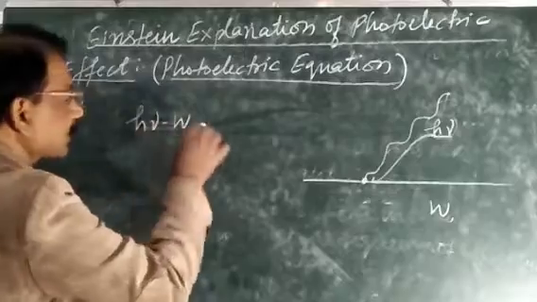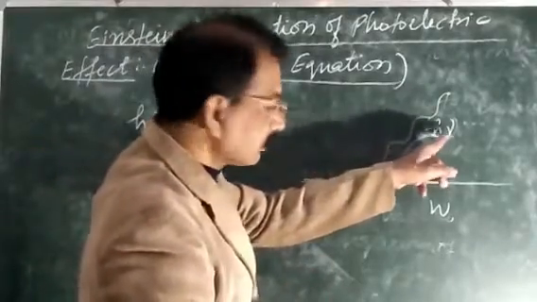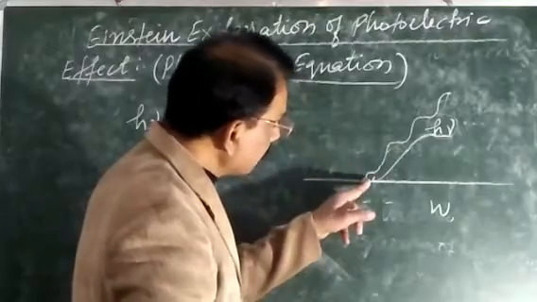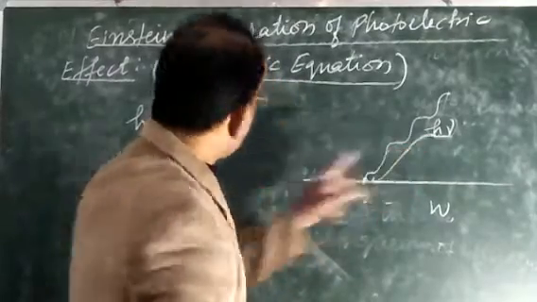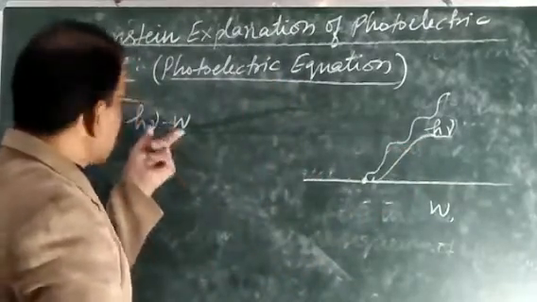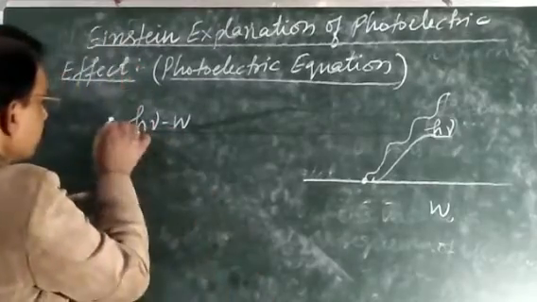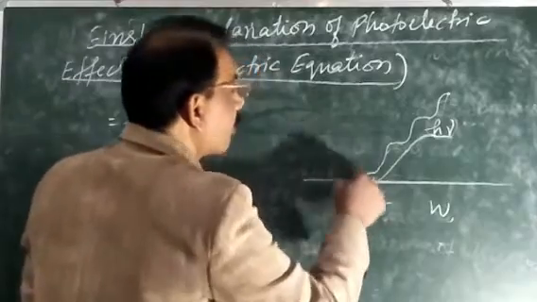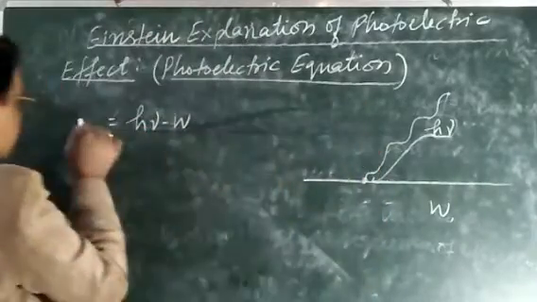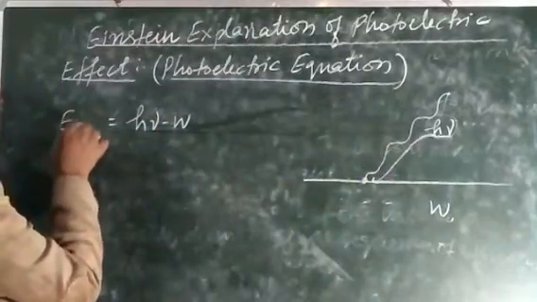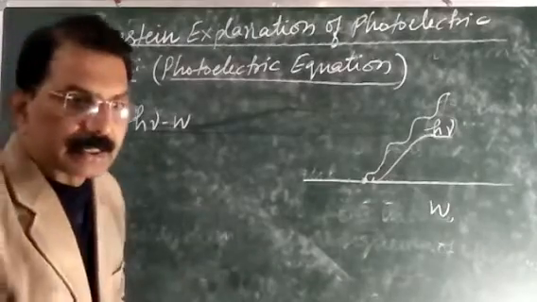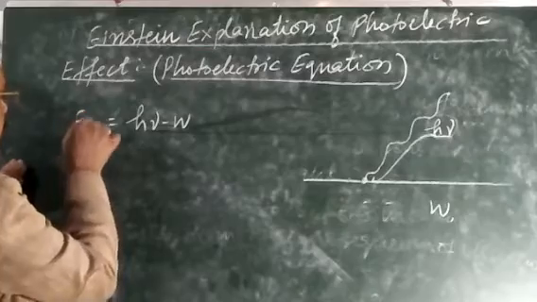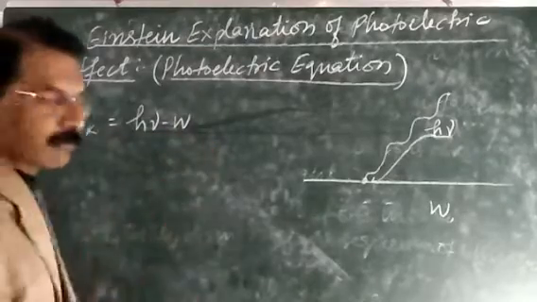ये एनर्जी बच गई, h nu दिया गया, W खर्च हो गया इसको केवल यहां से अलग कराने के लिए, and rest amount of the energy what is left, h nu minus W. And this energy h nu minus W is given to this electron जो यहां से निकला है in the form of kinetic energy. It means this will be given to that ejected electron in the form of the kinetic energy. So what equation you will get here, Ek is equal to h nu minus W.